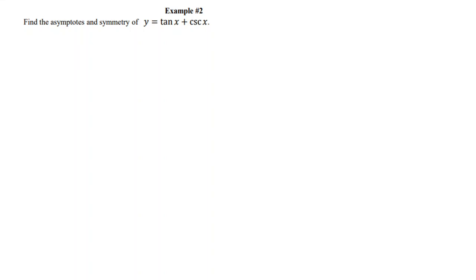Example 2, find the asymptotes and symmetry of this function. Okay, so let's rewrite this as y is equal to, instead of tan, sine x over cos x. And cosecant would be 1 over sine x. So if I'm looking for the asymptotes, I'm really just looking for where the denominators are equal to 0, right? So this is going to happen in intervals of pi over 2 plus n pi.